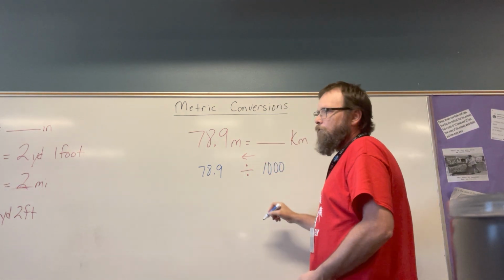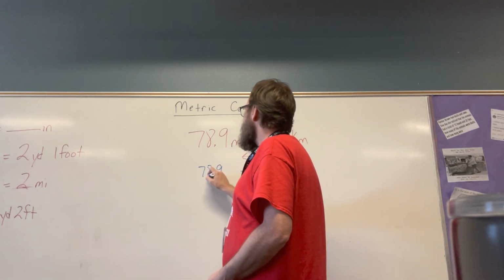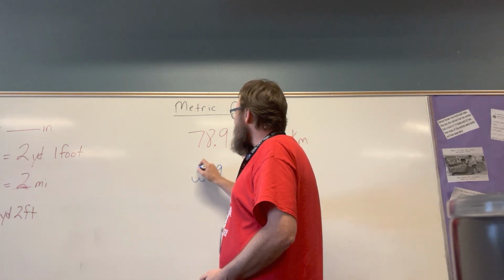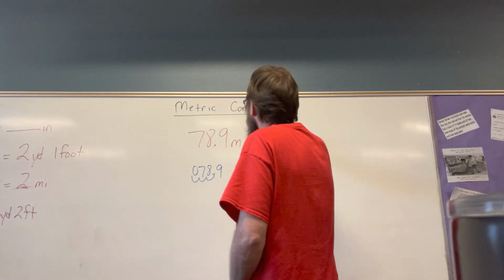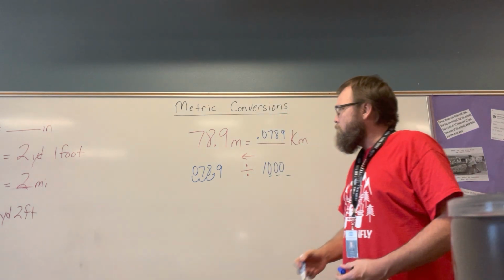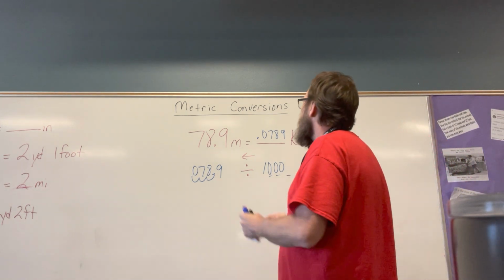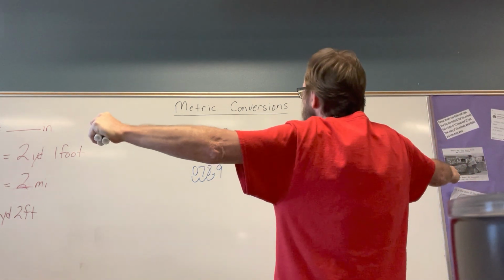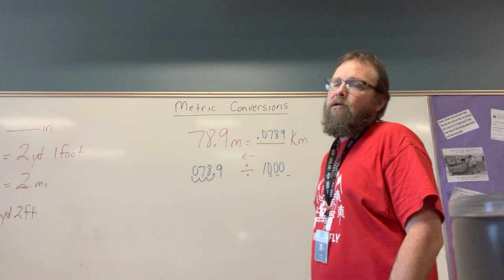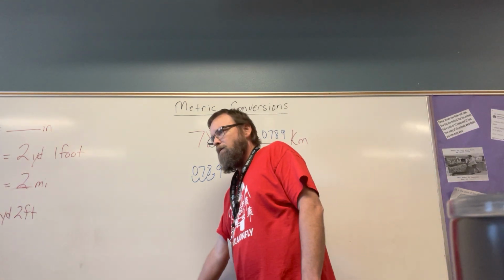So I'm going to move it to the left 1, 2, 3 times. I went the wrong way, didn't I? Going meters to kilometers, no, I was right. It's 789 10,000ths of a kilometer.